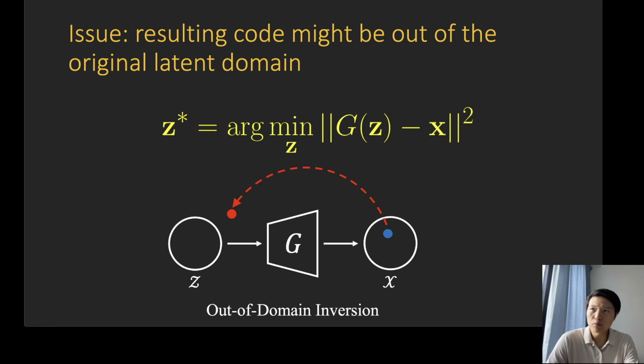So this is one issue we found, that the resulting inverted codes may be out of the original latent domain. Right now we are solving this optimization problem. For simplicity, I include multiple latent codes into the single notation z. This optimization is an unconstrained optimization. So we have this image, then we optimize this, but the resulting inverted code may be just outside of the original latent space, which results in this out-of-domain inversion. Given this out-of-domain inverted code, we cannot manipulate this code in a very nice way. So what can we do? How can we improve this inversion process?